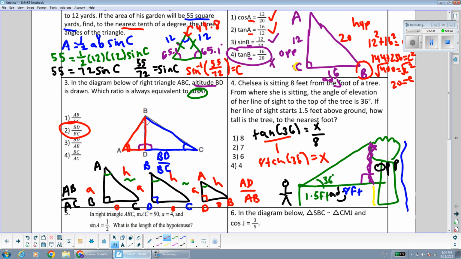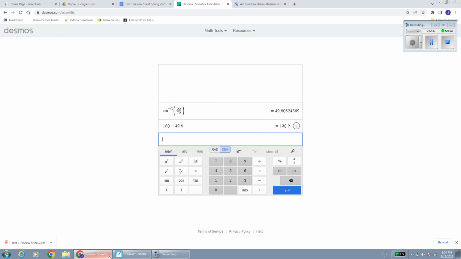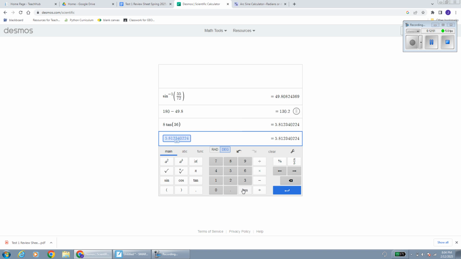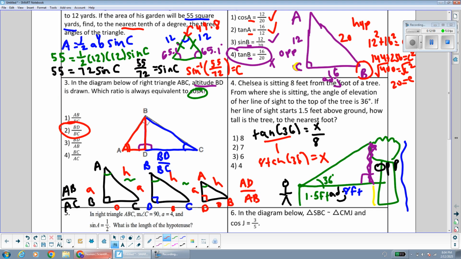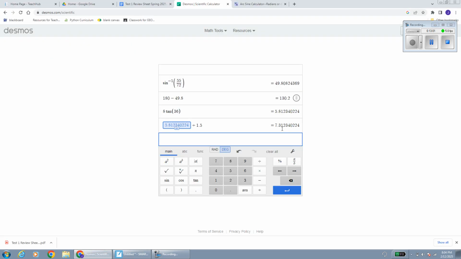Wait, I forgot what it was. 8 tangent 36. And then we'll need to make sure to add 1.5 feet to our answer. And it says to round to the nearest foot. So that's about 7 feet.